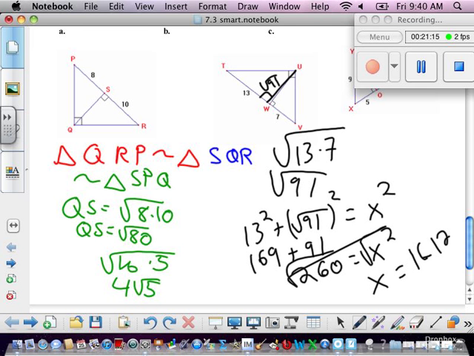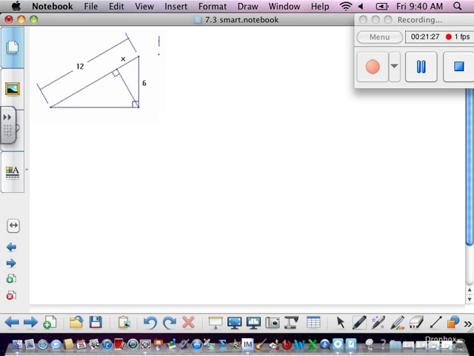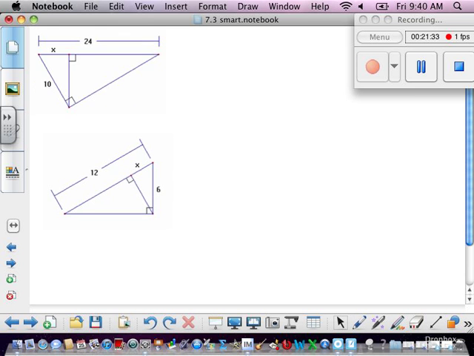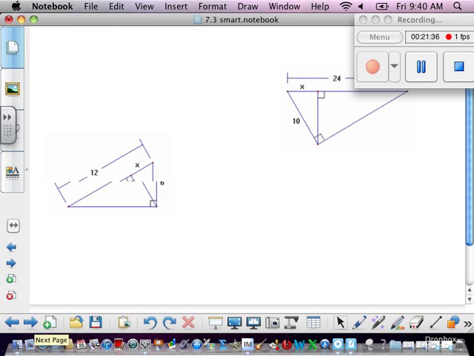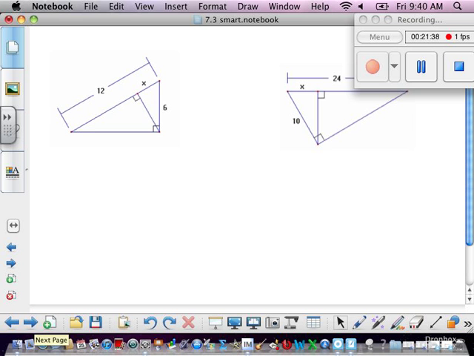Okay, let's skip C because I do want to get to some of example 3. Okay, let's look at example 3. All right, let's look at this first one. Okay. We've got to find out what x is.